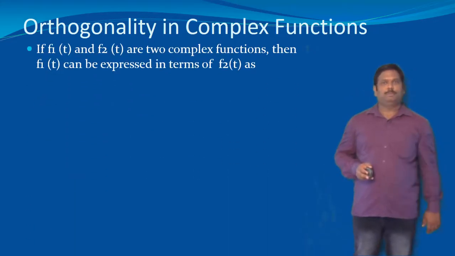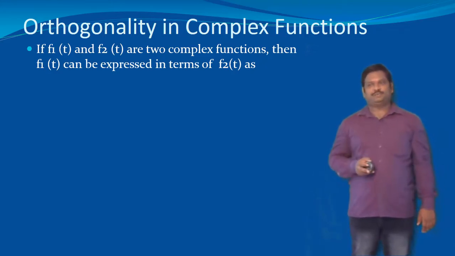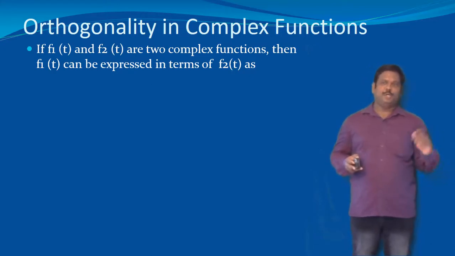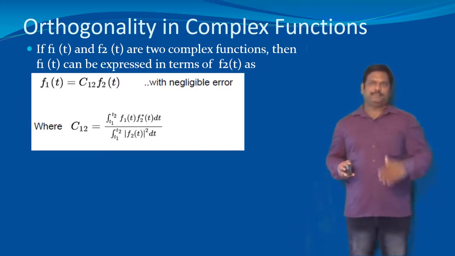In the orthogonality in complex functions, this is the case when the two functions are complex functions. That is, f1 of t can be expressed in terms of f2 of t, where f1 of t and f2 of t are the two complex functions. f1 of t can be expressed as c12 times f2 of t, like the previous one, neglecting the corresponding error, where c12 is equal to the integral of t1 to t2 of f1 of t, f2 star of t dt, divided by the integral of t1 to t2 of f2 square of t dt, right?